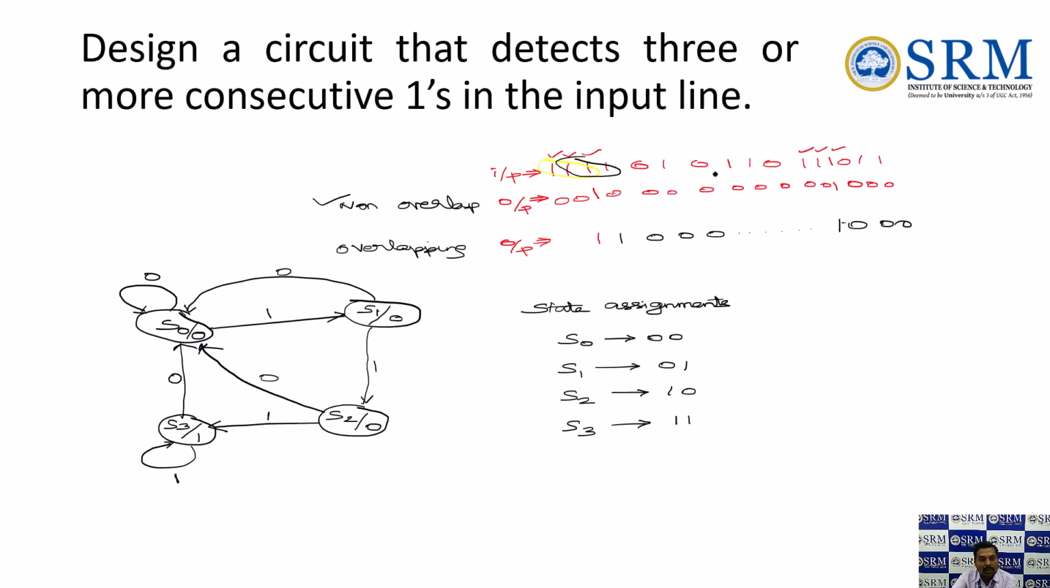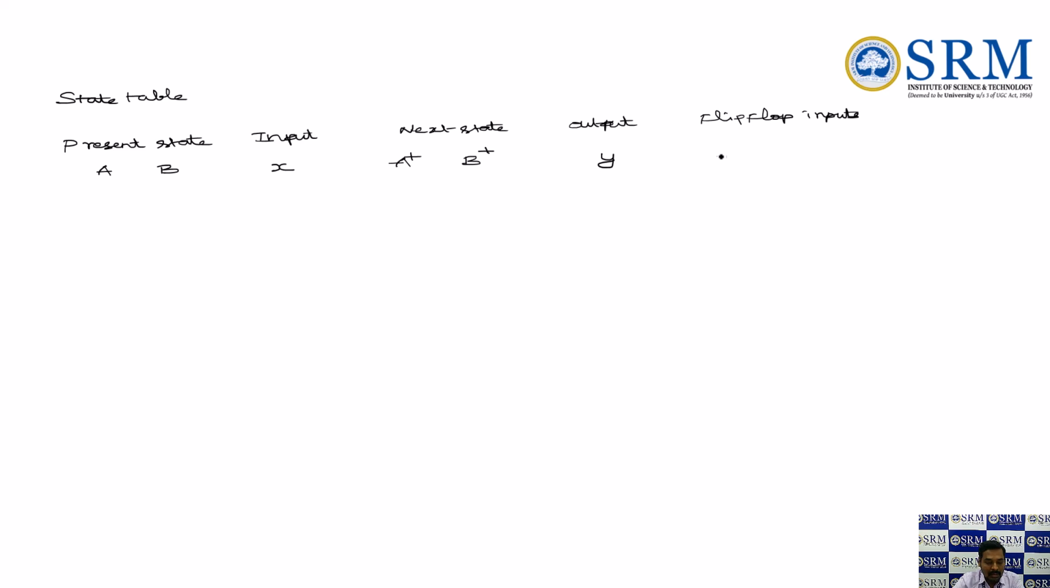Now I'm assigning my present state as A as well as B. My input I'm mentioning as X. My next state, if this is A, then the next state will definitely be A plus and B plus. I'm representing output as Y. Whatever you want, you can take. Here in the question, nothing was specified about the flip-flops. Hence, I am considering D flip-flop. What do you mean by D flip-flop? D is nothing but a delay flip-flop. Okay, this was the state table that we are going to form now.